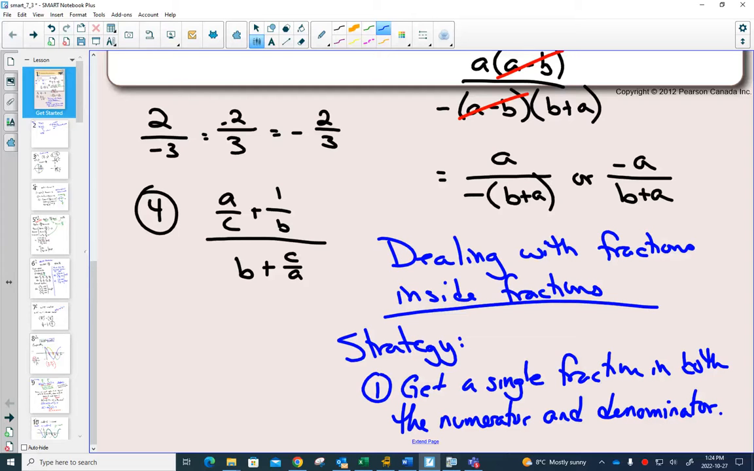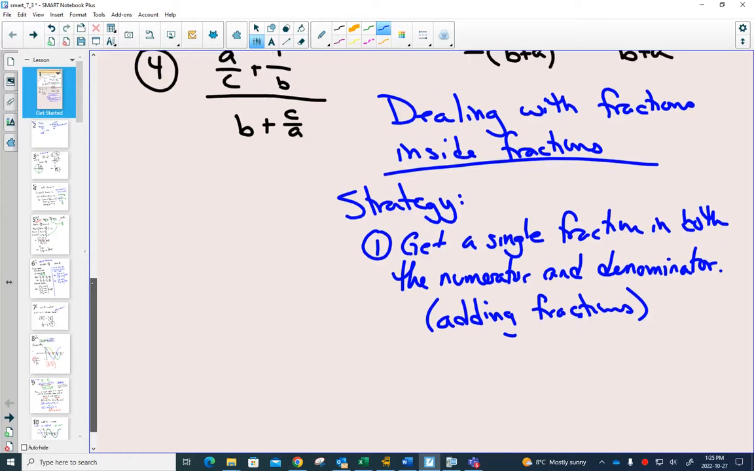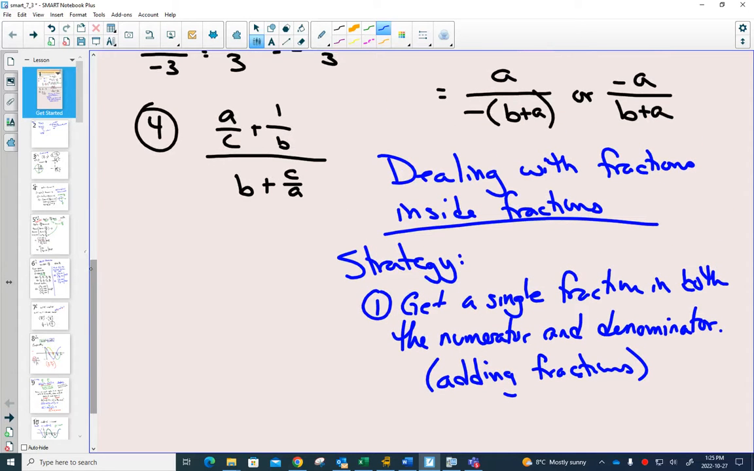How would I get a single fraction in my numerator and denominator? I'll put in brackets, that's usually your steps for adding fractions. So in our question, how do I add fractions? I need a common denominator. If I want a single fraction in the top, I would need a common denominator, multiplying this one by C and C, this one by B and B. On the bottom, this is B over 1. If I want a single fraction on the bottom, I need a common denominator for my fractions on the bottom. Can you see that this one would need to get multiplied by A and A?